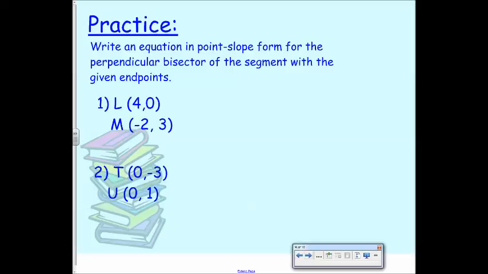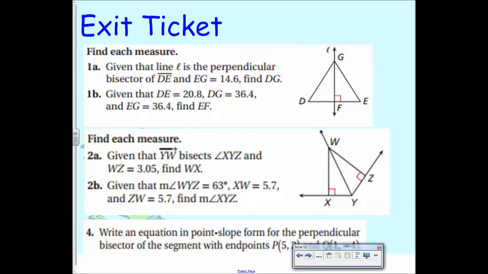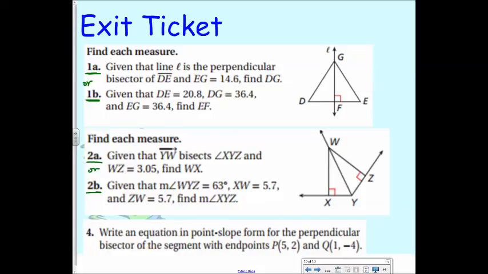Okay, once you're finished with the practice, go ahead and do the exit ticket. This is kind of a lengthy exit ticket, so I'd like you to just do either 1A or 1B, and 2A or 2B, and then do number 4. So you should only be doing 3 on your exit ticket, and you're going to do those on the slides and then turn them into your sub before you leave. So do those on the 5.1 slides, put your name on it, and turn it into the sub before you leave.